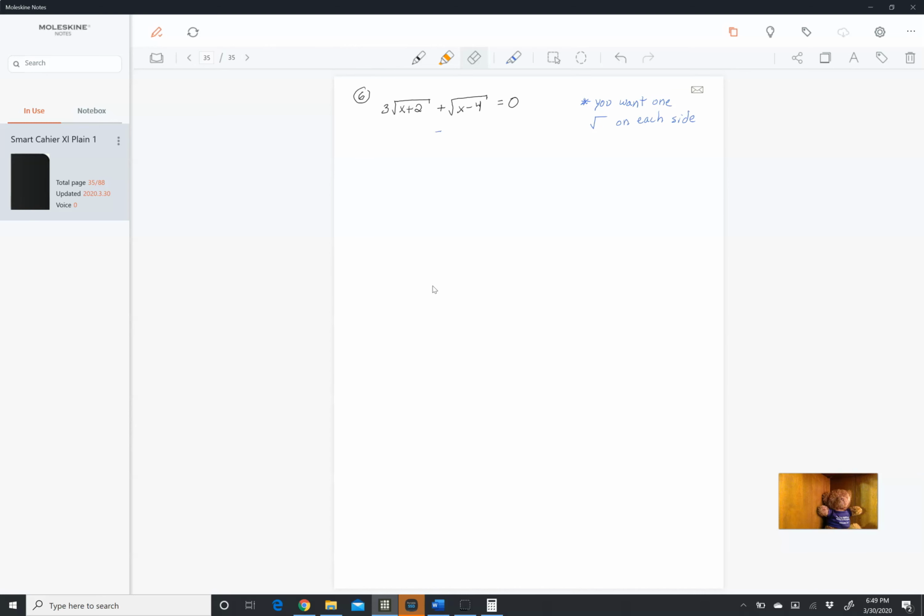So that means let's subtract the square root of x minus 4 from both sides. So now we have 3 times the square root of x plus 2 is equal to negative the square root of x minus 4. And the 3 we can't do anything about, right? If we try and divide both sides by 3, then we're going to wind up with the denominator, and who wants that? So we're just going to leave it and we're going to square both sides here.